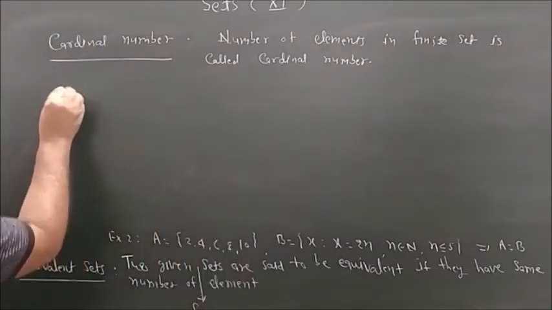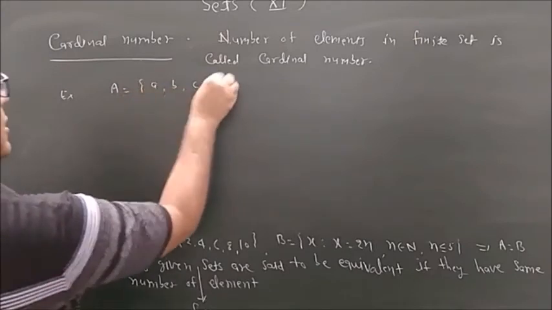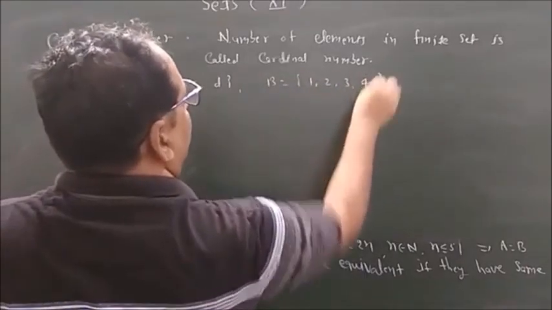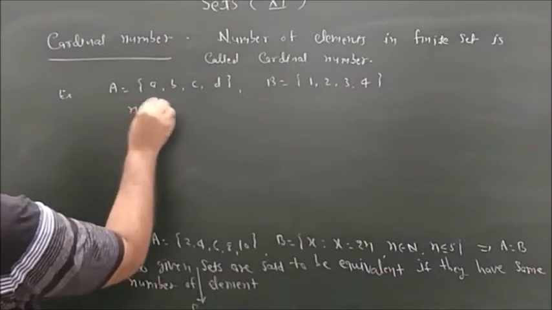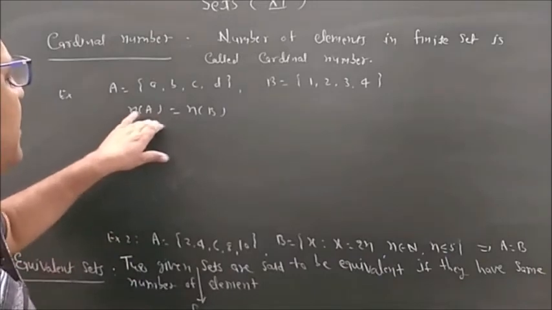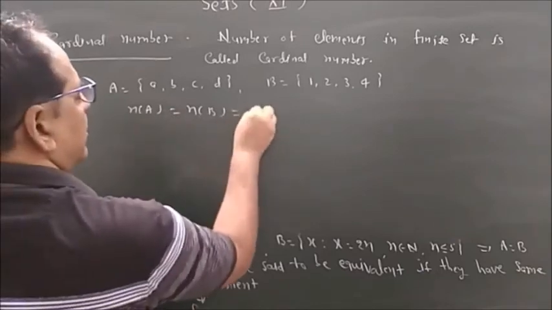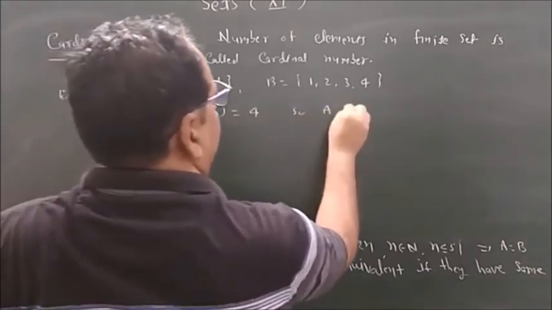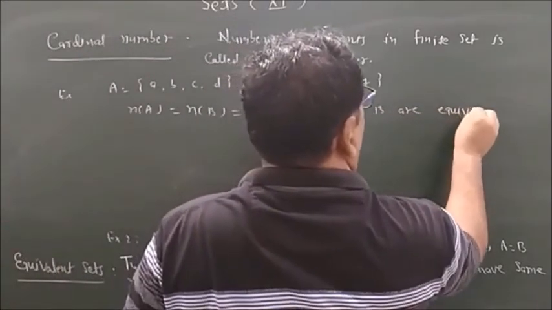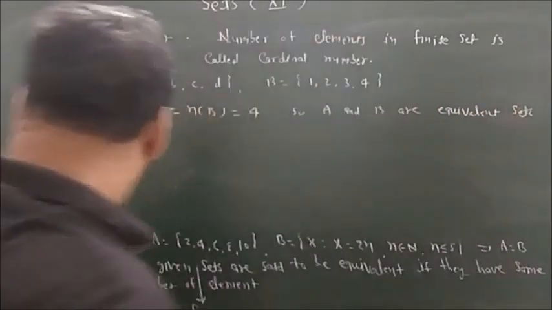For example, A equal to {a, b, c, d} and B equal to {1, 2, 3, 4}. So here n(A) equal to n(B). Both sets are finite, and cardinal number can only be found for a finite set. So n(A) equal to n(B) equal to 4. So A and B are equivalent sets. So this is the definition of equivalent set.